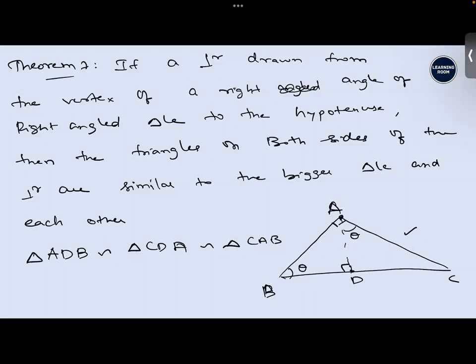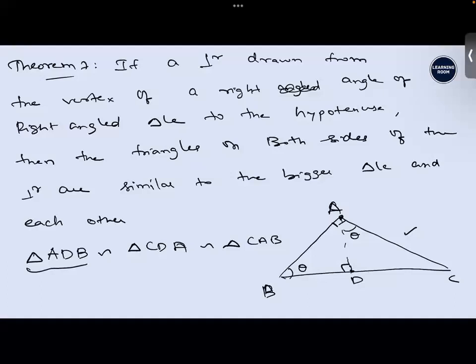The triangles on both sides of the perpendicular, this triangle and this triangle, are similar. And they are similar to whom? They are similar to the bigger triangle itself. That is the meaning. Okay. So now try to connect the dots.